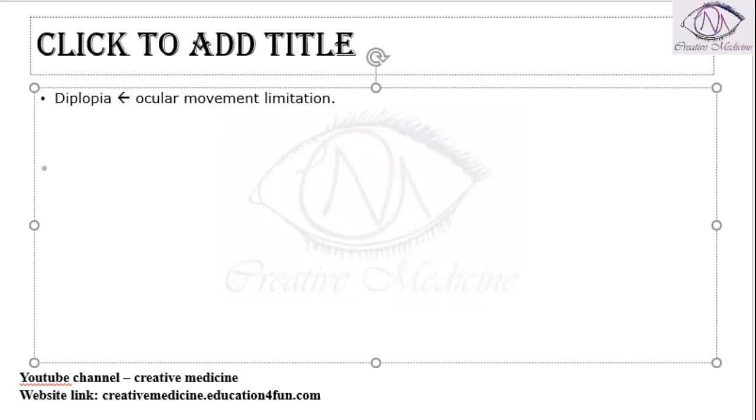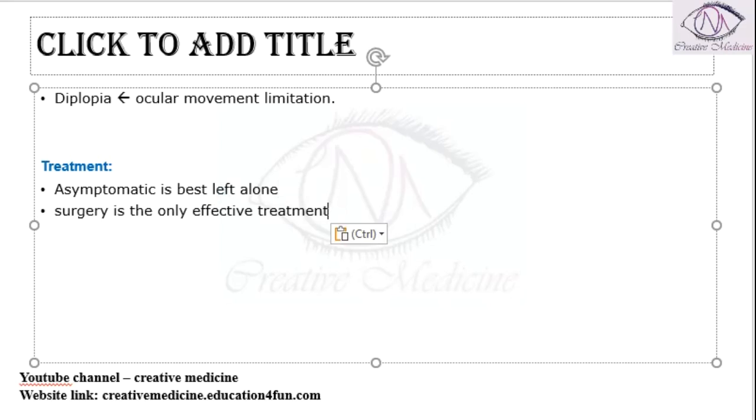Now, treatment of pterygium. Asymptomatic pterygium is left alone. There is no problem, and you can leave it as it is. But surgery is the most effective treatment that can be done for pterygium.